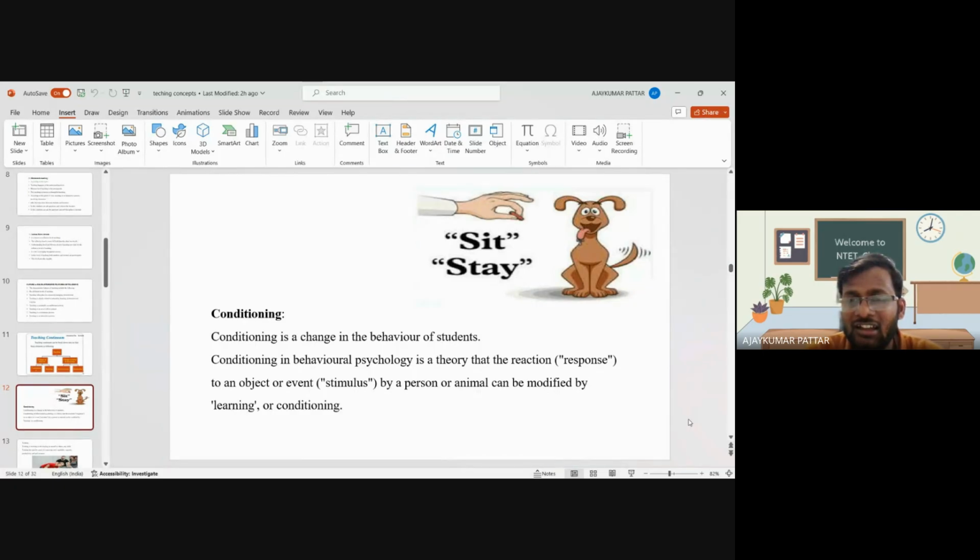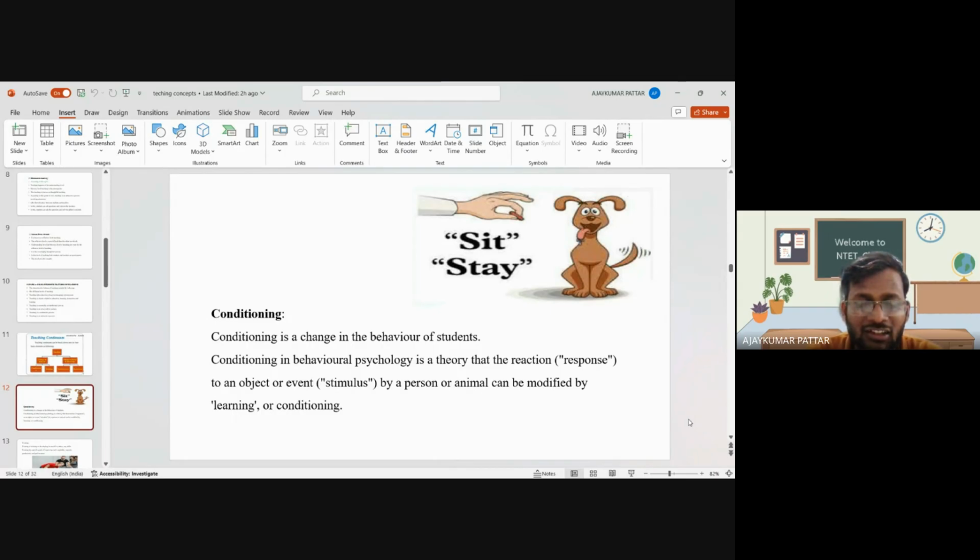In this image, the person is telling the dog, sit, stay, and the dog will stay there only. That is conditioning, or for that stimuli the response will be a change in behavior. For example, if the teacher enters the classroom, the students will stand up. If guests come to our home, we will respect them, we will wish them. Based on that stimuli, that event, that object, we will respond. The nature of our behavior changes at that time. That is conditioning. That type of teaching, that behavioral change, we call conditioning.